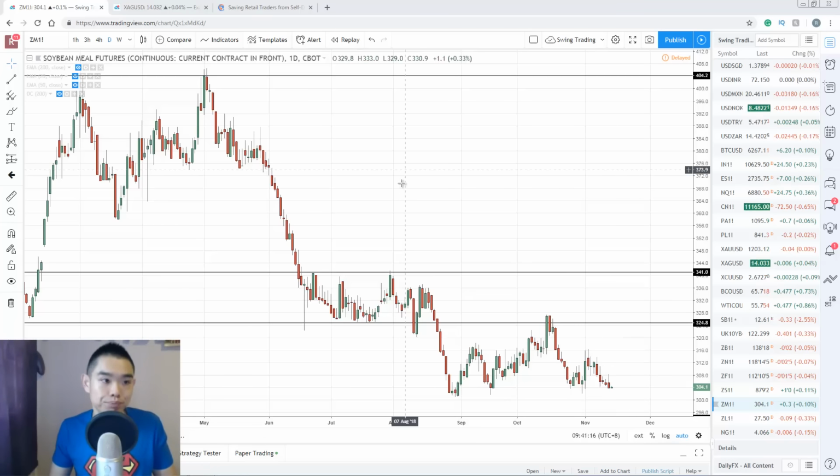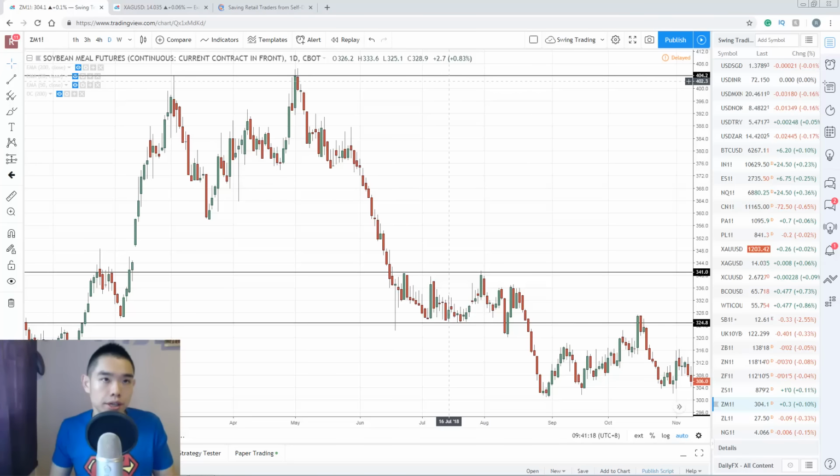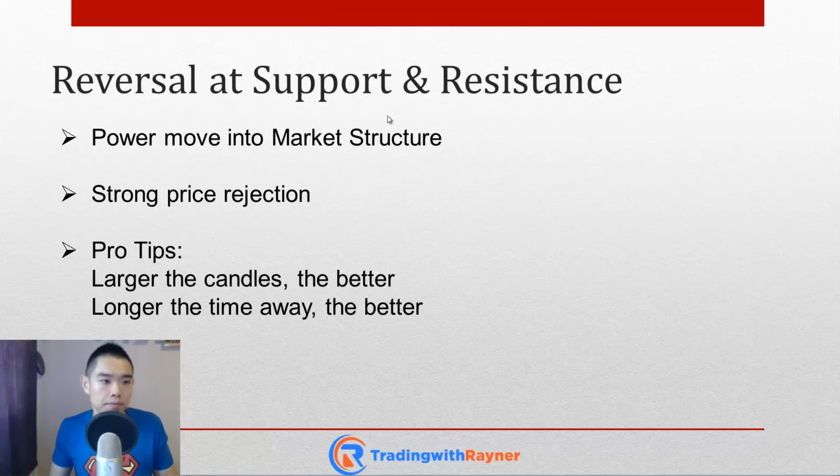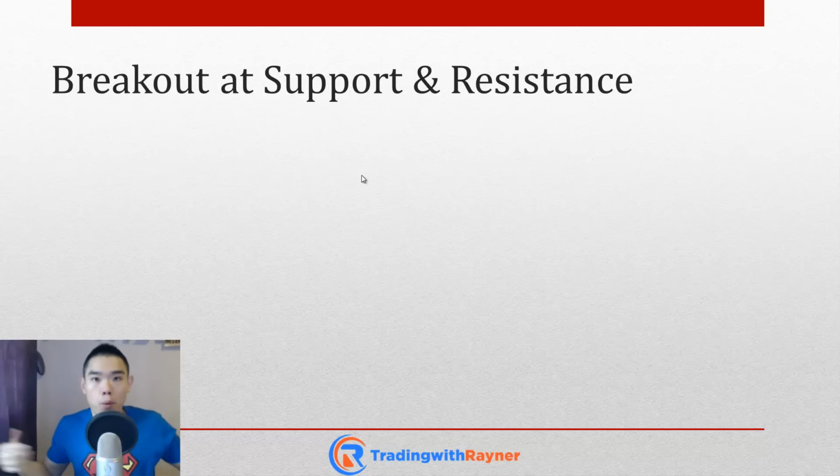That is really important. Okay, another example, I think this is quite a decent one, although this is counter trend. Strong power move into market structure and then this reversal. Notice the range of these candles. Large, big, and bold. Okay? So hopefully you understand this one over here when you trade reversal at support and resistance. This is stuff that you probably will not find elsewhere.